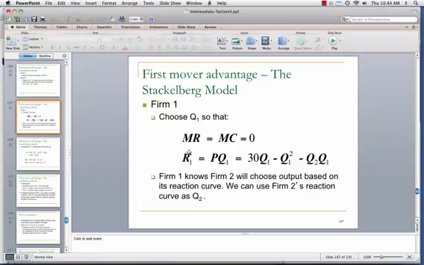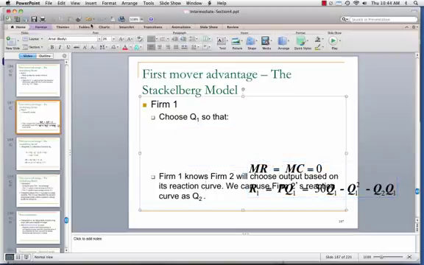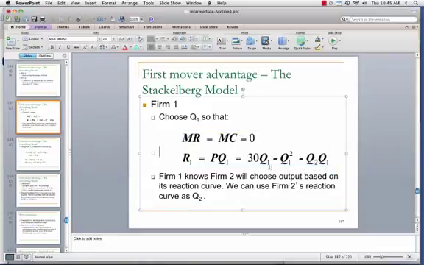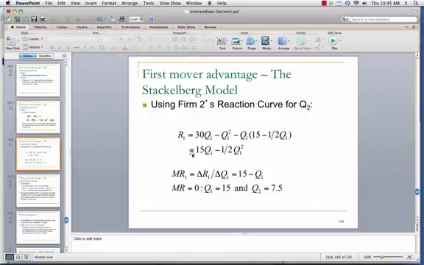So for firm 1, we know that MR has to be equal to MC to find the profit maximizing output. Well, we know that MC is equal to 0, so we need MR to be equal to 0. Revenue for firm 1, this is the reaction function that we had solved for before. I just distributed out my inverse demand curve, 30 minus big Q, times Q1, and I got firm 1's reaction function.